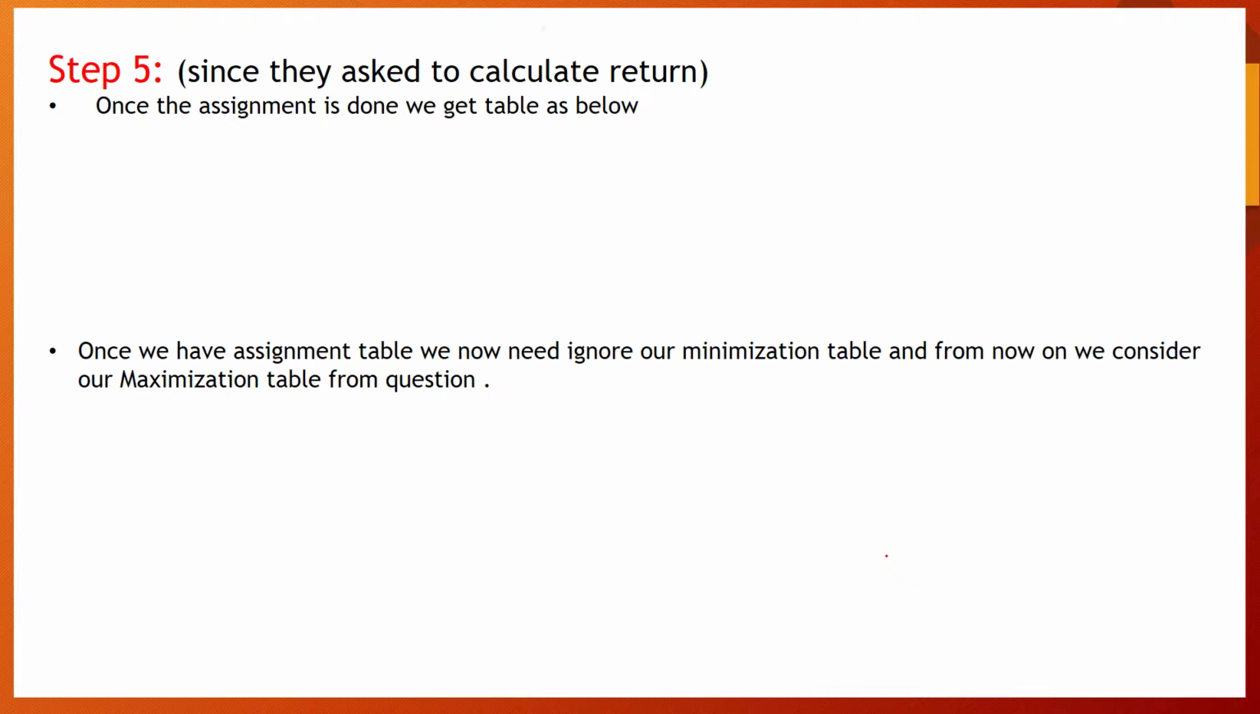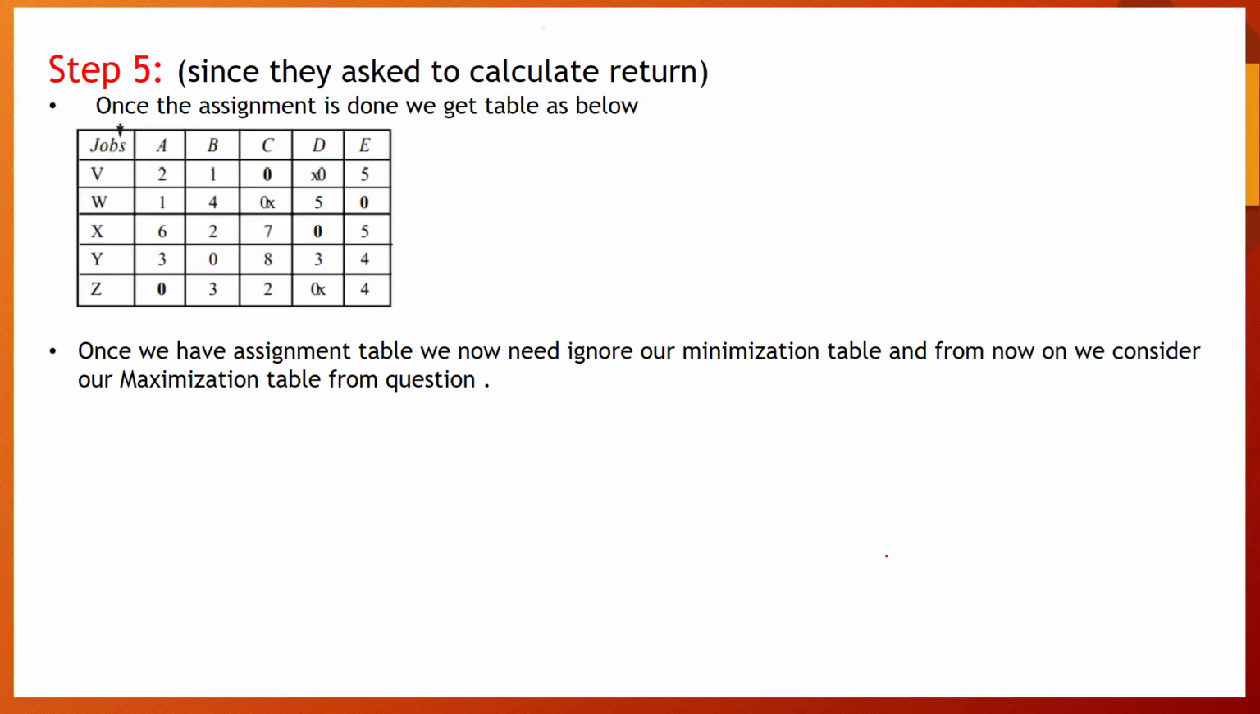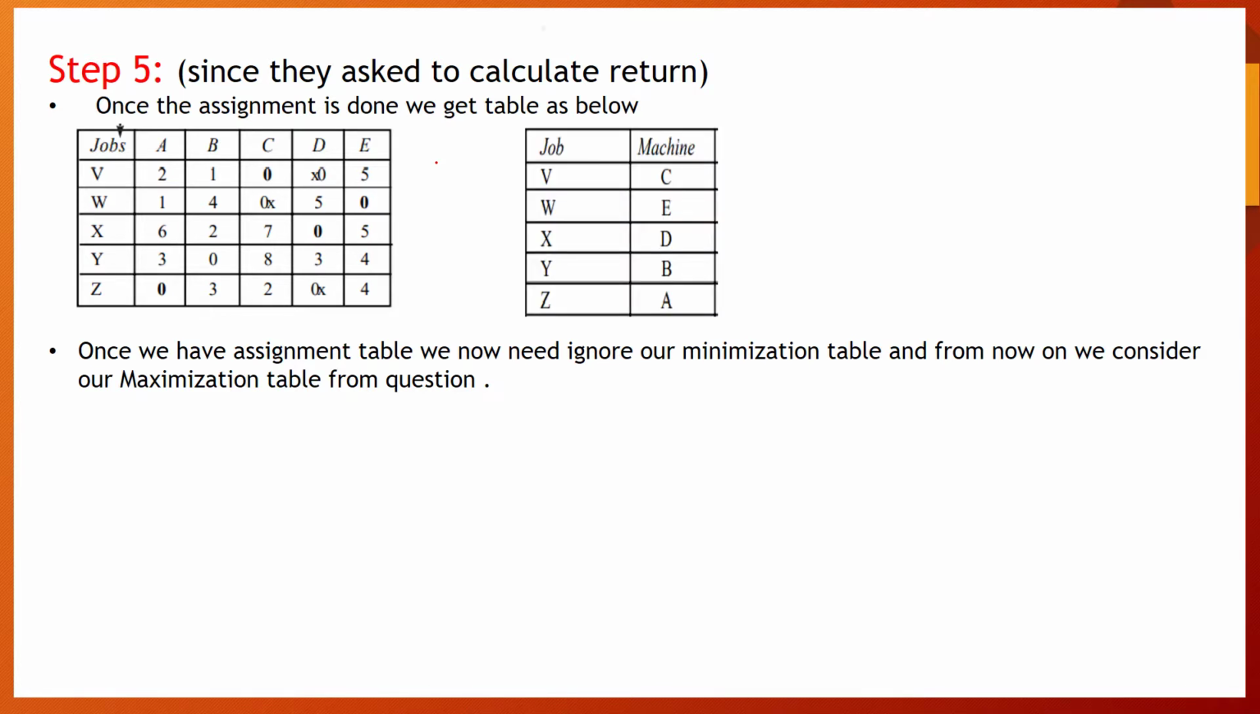Let us just summarize that here. Once the assignment is done, we get the table as below. This is the table which we get after we complete step 4. You can refer to this table if you have solved this problem on your own. We can see here that we have already assigned it, and this is the assignment. Job V will go for machine C, W will go for E, X will go for D, Y will go for B, and Z will go for A.